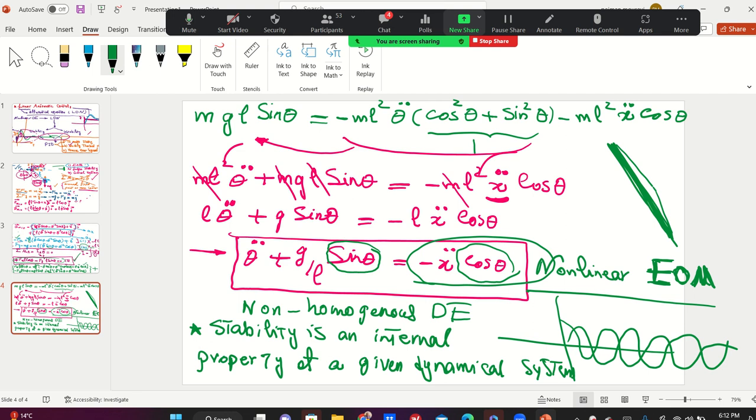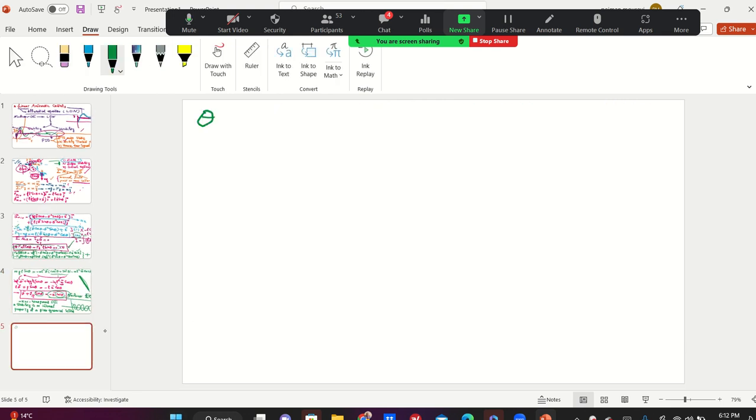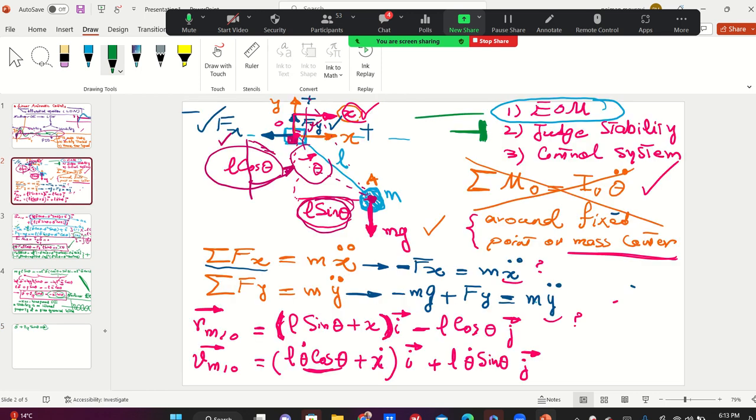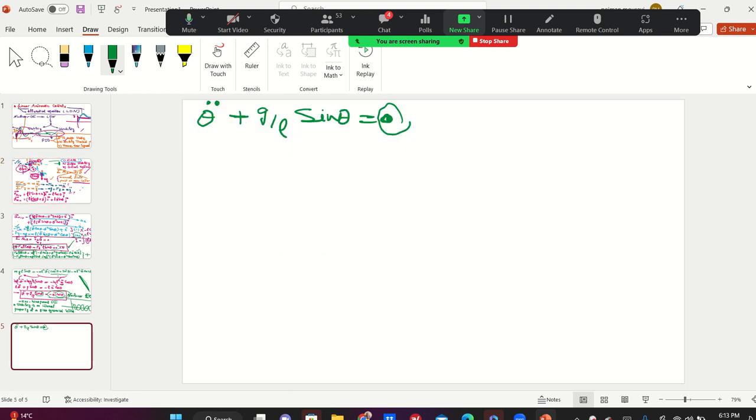So that's why for now I'm making this a homogeneous differential equation. What do I mean? I forget about the base motion, so the G over L sine theta term is 0. I'm making the right hand side 0 to judge the stability of the system by itself. By putting 0, I'm changing the problem, because I'm saying that the base is not moving anymore. See what I'm saying? But I want to judge the stability of the system.